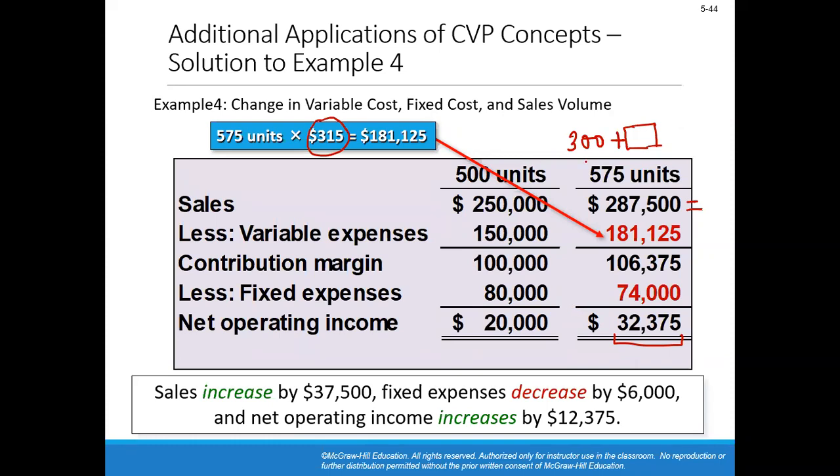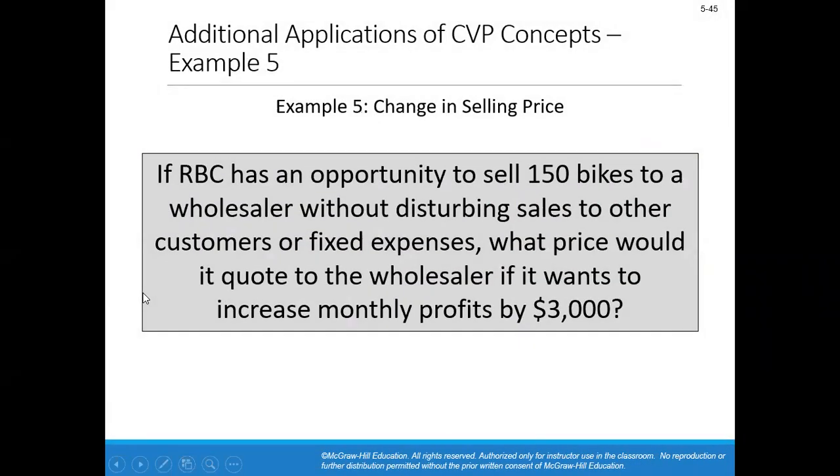We can increase our sales volume. At the same time, we can also increase our profit by more than 60%. Is it more than 60%? I mean, this 12,375, is it more than 60% of 20,000? Yes. So this is a good thing. You can do the same calculation by using the equation we showed earlier. Okay, next thing.